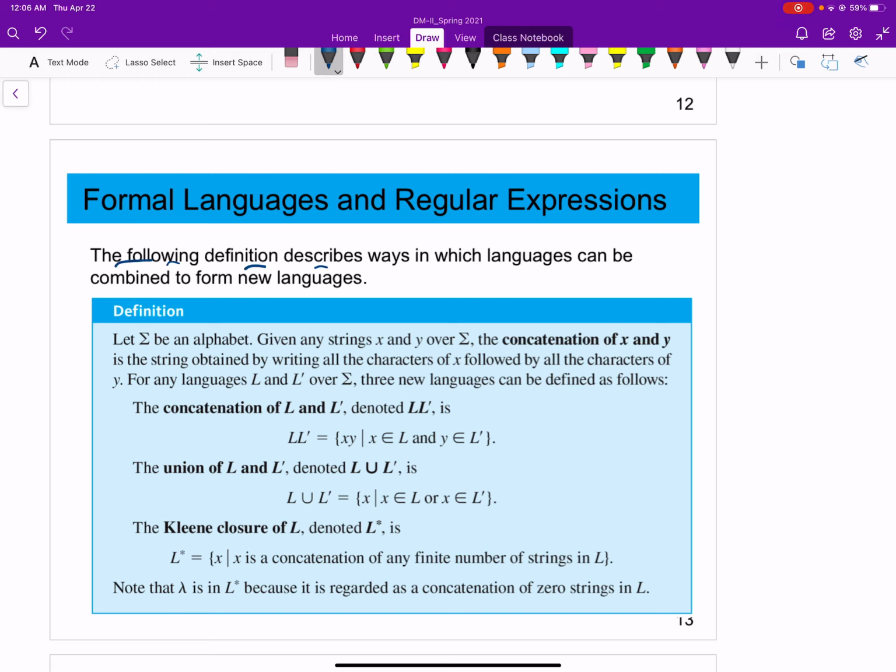The following definition describes the way in which languages can be combined to form new languages. You know that, right? In this world, there are some primary languages. At the same time, there are some secondary languages which are made by combining primary languages. Nowadays, it is very hard to find primary languages, but still there are a few. All the other languages are made by combining two or many primary languages. You know that.